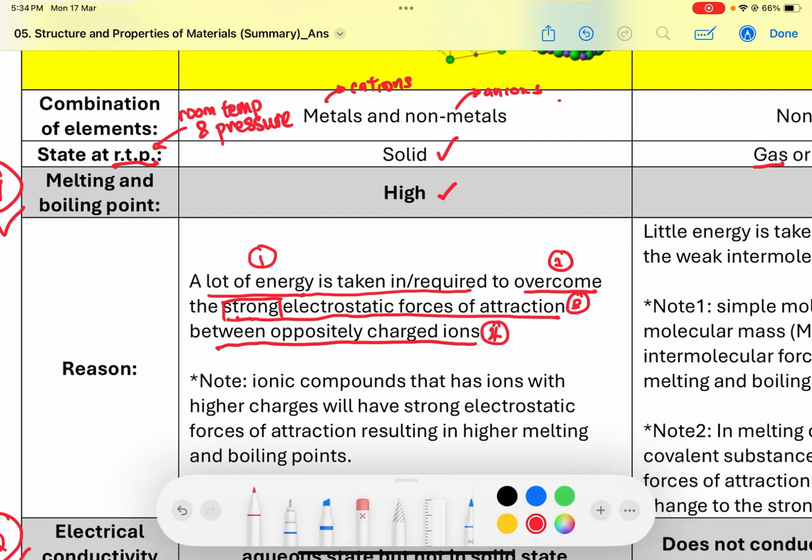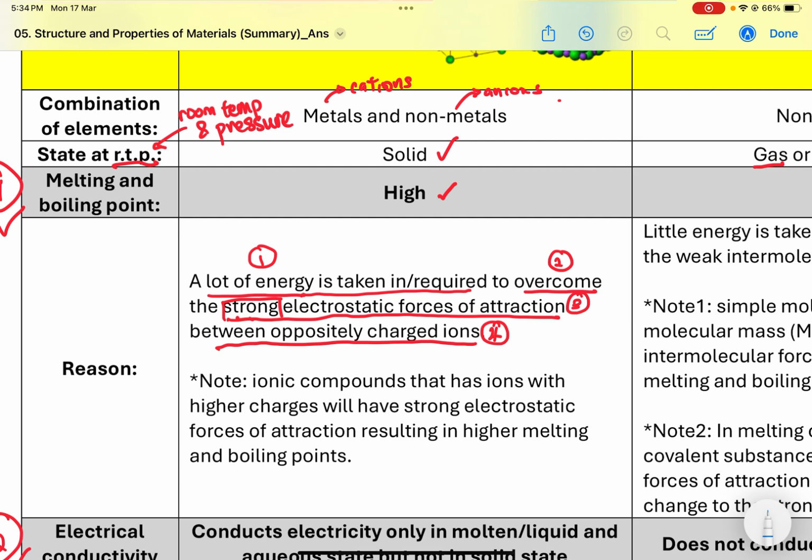Now, let me use a different color at this point. Just want you to take note, ions with higher charges will tend to have stronger electrostatic force of attraction, which results in higher melting and boiling point. Think about it, plus and minus, strong attraction. Now what if the positive charge is 2 plus and the negative charge is 2 minus? You realize that by having higher charges, this attraction between them will actually be stronger. Okay, so that's what this note here is telling you about. So that's for ionic bonding. They have high melting and boiling point.